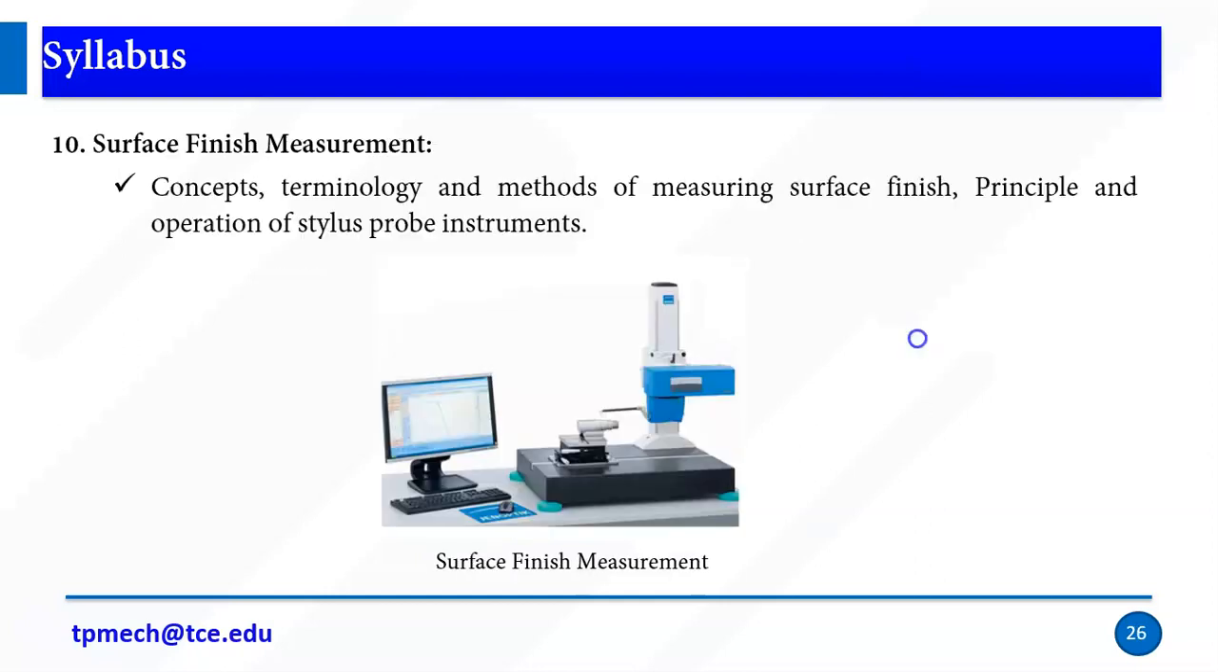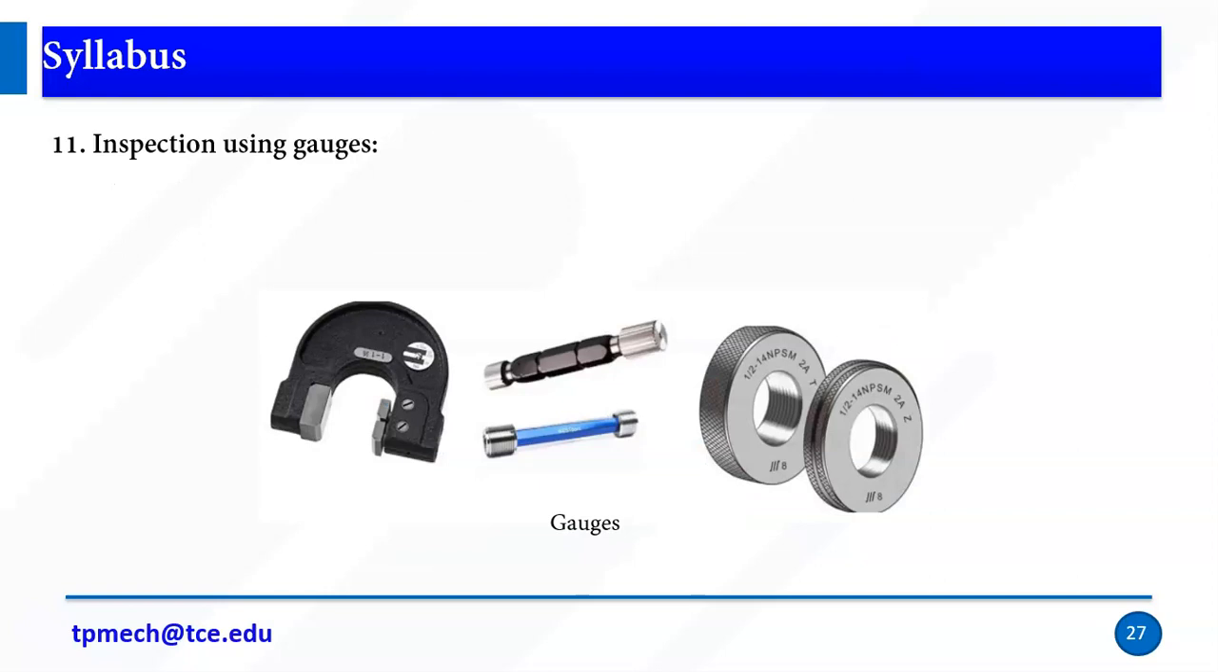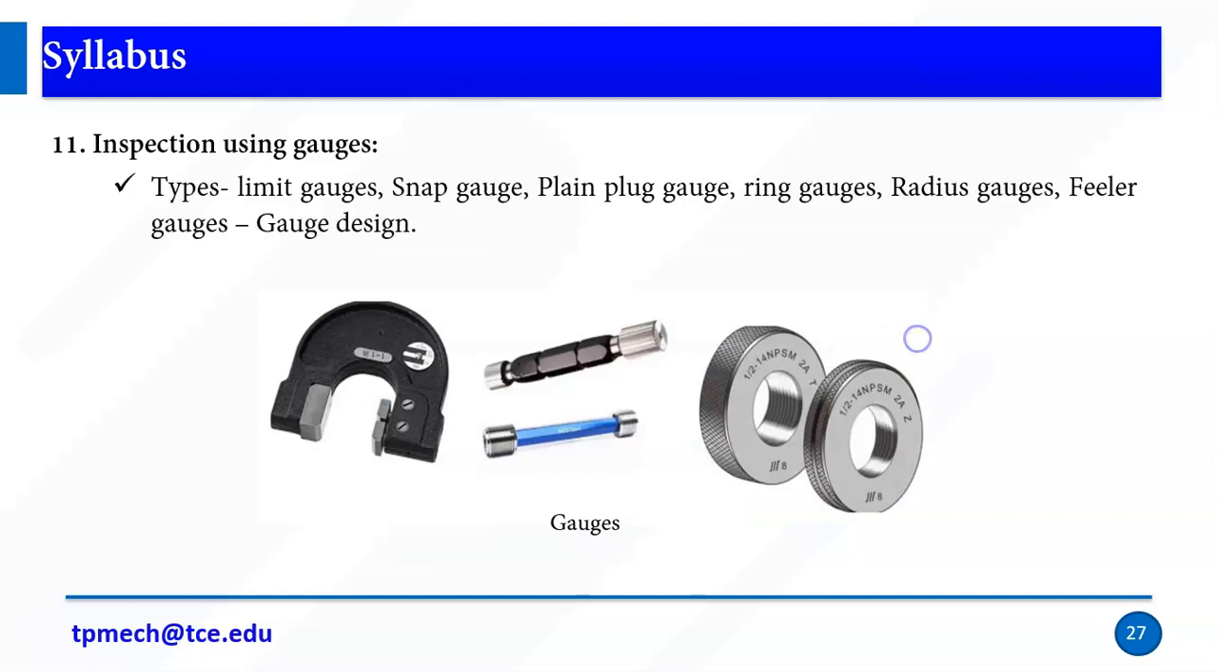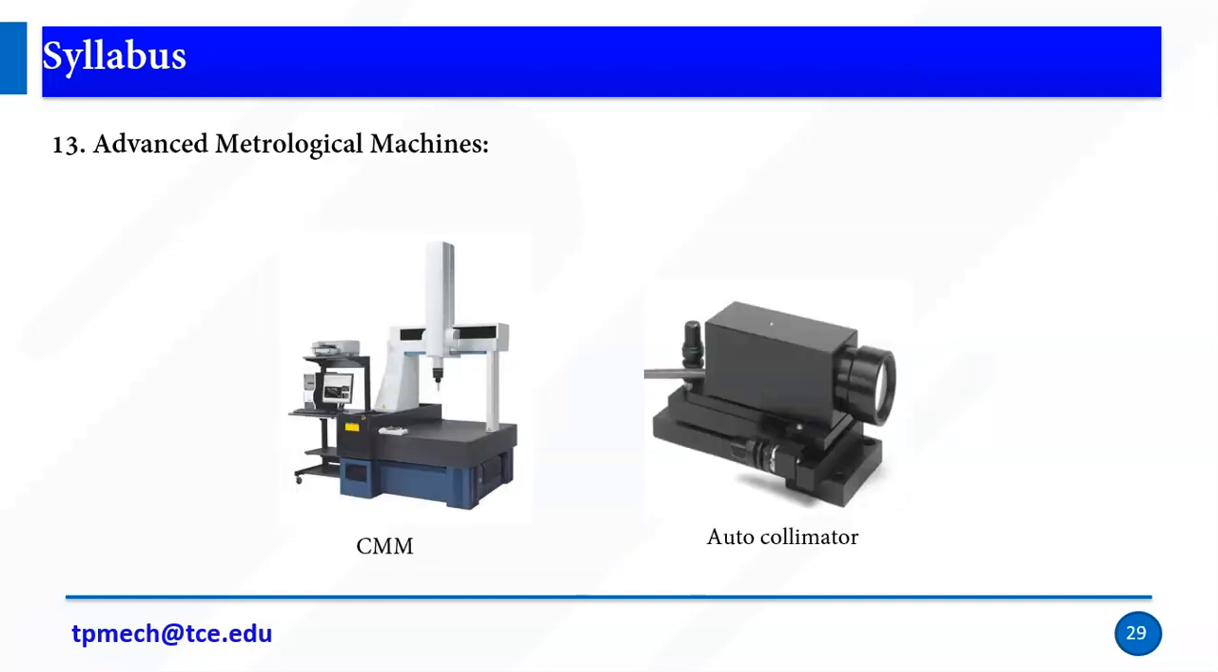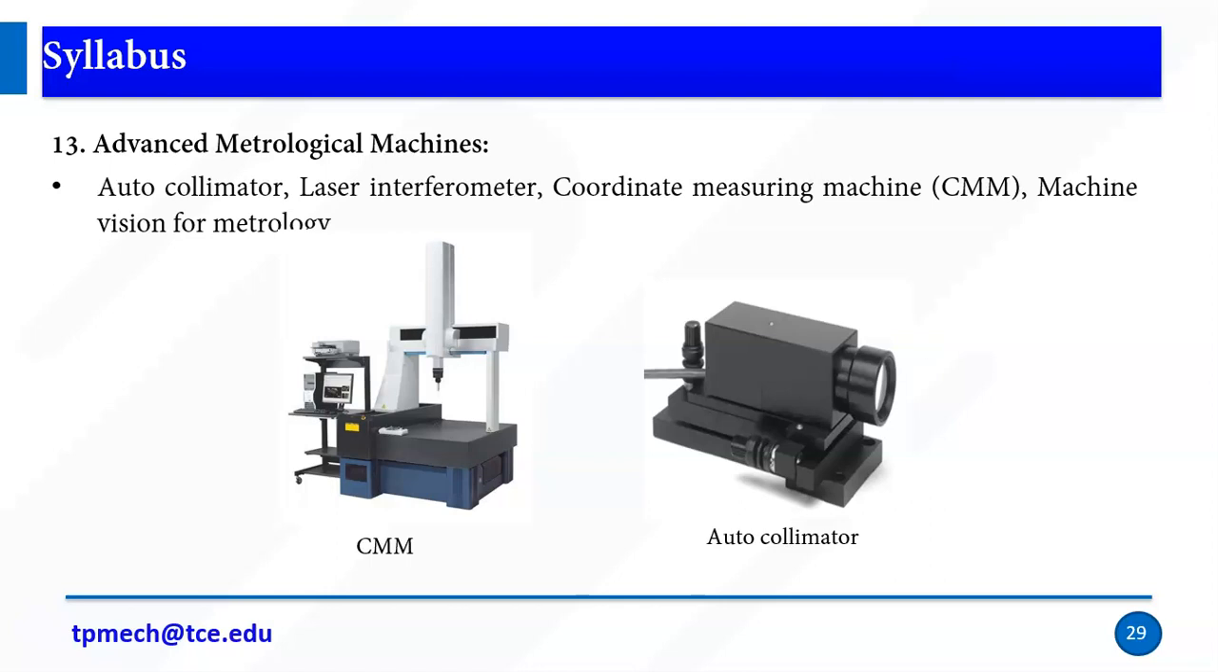The next unit is surface finish measurements, where we study what surface finish is and what the need is, all those things. The 11th topic is inspection using gauges: limit gauges, snap gauges, plain gauges, and how they are used. The final one is comparators, and then advanced machines like CMM and autocollimator. All those things we are going to study in our 13th and last unit, right?